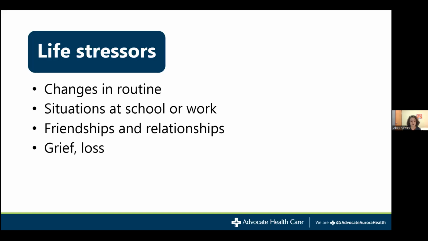So sometimes when individuals with Down syndrome are experiencing life stressors, we might see increased rigidity or agitation or some refusal behaviors to do things that they previously would have done. Sometimes some obsessions with individuals, for example, if it's a stressor about friendships or relationships, or sometimes perseverating on a topic or an event. Next slide, please.